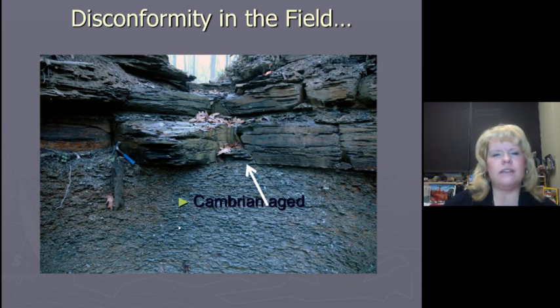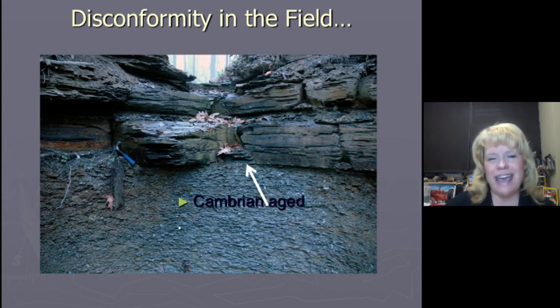So here would be an example of a classic disconformity. I've got Cambrian aged sandstone right here. Directly above it, I've got some Mississippian aged rock. So in your chapter 1 of your textbook, there's a geologic time scale. You need to get that out and find it. It's towards the end of your chapter.